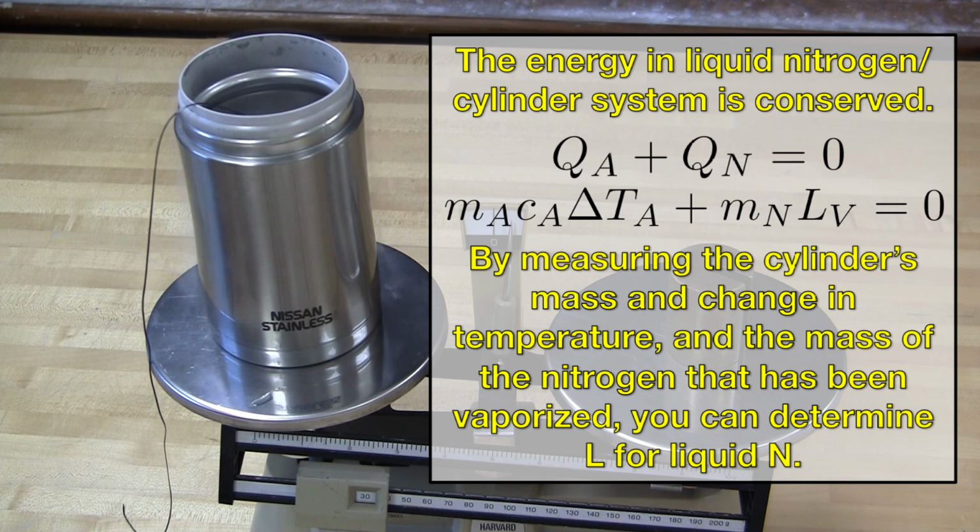We will assume that all of the heat from the aluminum cylinder as it cools down goes towards boiling off liquid nitrogen. Therefore, the heat or energy in the system is conserved. By measuring the mass of liquid nitrogen evaporated and the change in temperature and mass of the aluminum cylinder, you can calculate the latent heat of vaporization for the nitrogen.